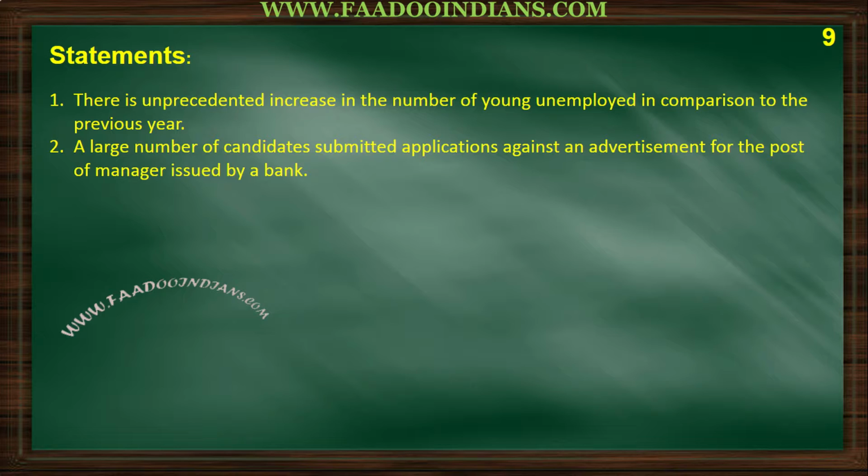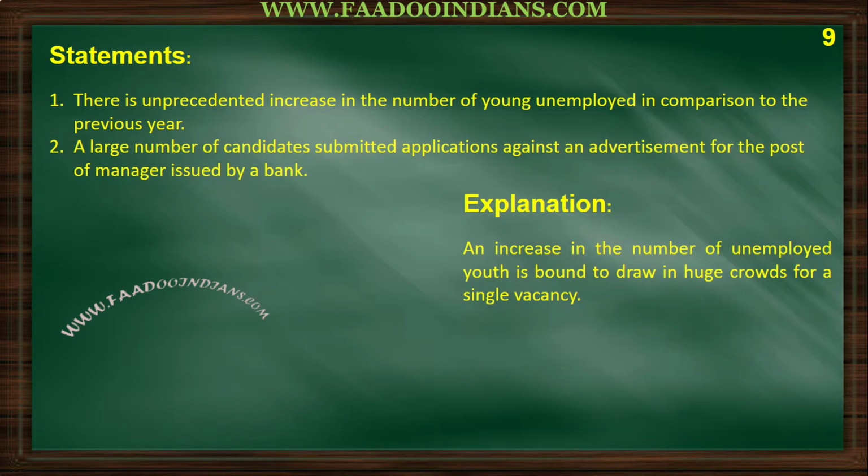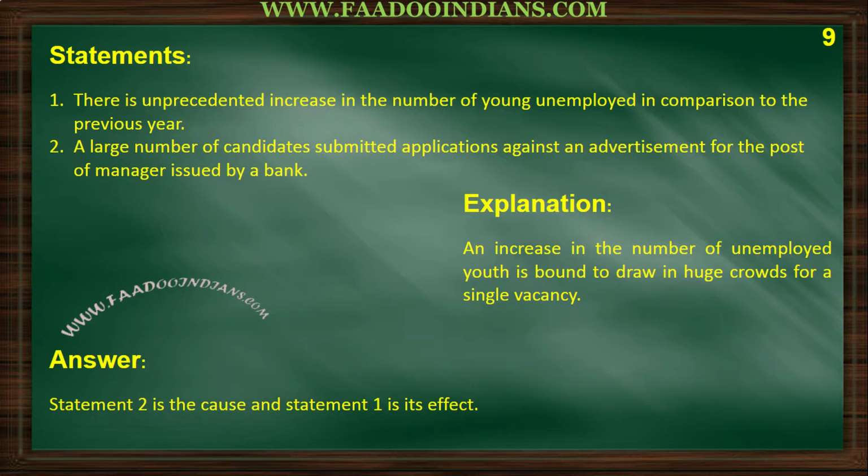Well, here it is clearly visible. Second is the cause of first, because the number of unemployed youth is increasing, therefore it is leading to a higher number of applications. Explanation goes like this: an increase in the number of unemployed youth is bound to draw a huge crowd for a single vacancy. Therefore, Statement 2 is the cause and Statement 1 is its effect.